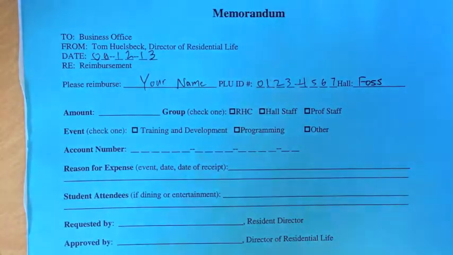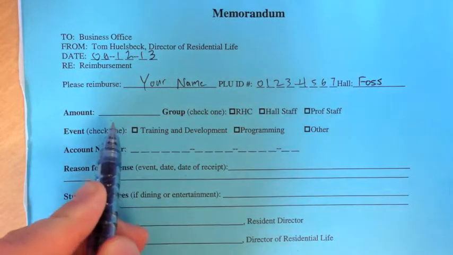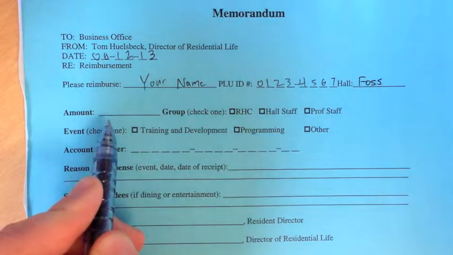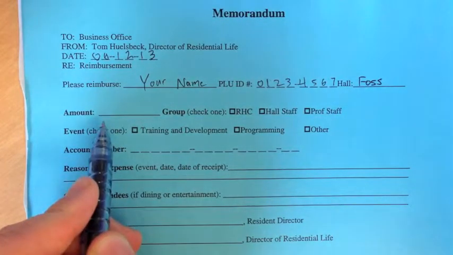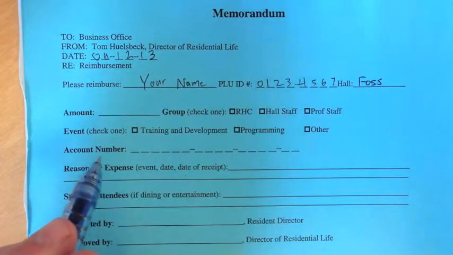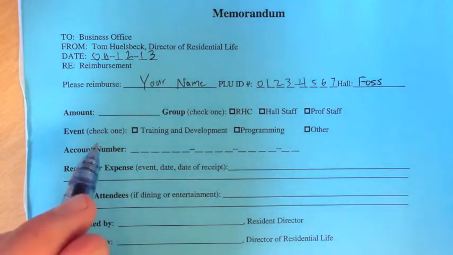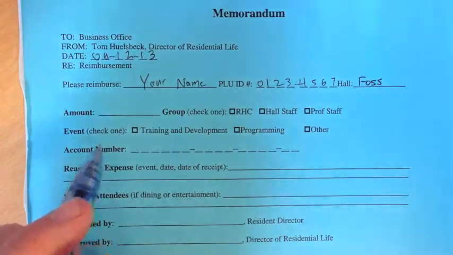Enter the amount on this line. Now remember, this is the total amount you're asking to be reimbursed for. You're going to have receipts that back this up. In this case, we had an event that the total was $24.